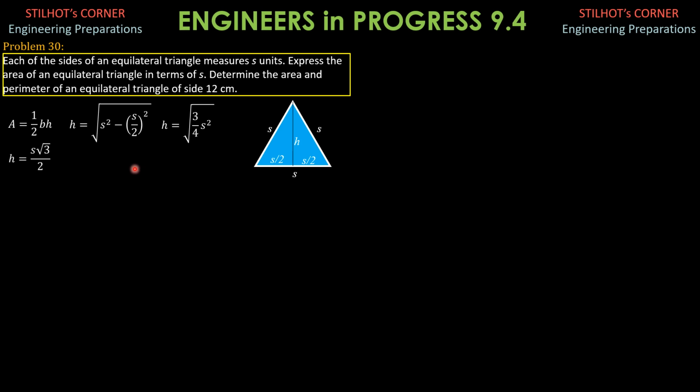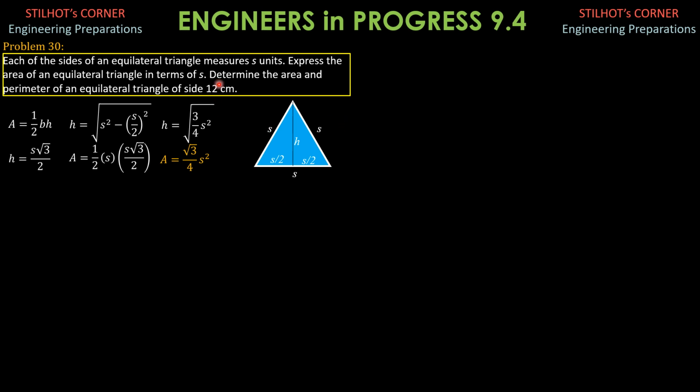That's the altitude. Substitute here where b is S. Area is 1 half of S times S square root of 3 over 2. Therefore, the area of the equilateral triangle in terms of the side is square root of 3 over 4 S squared. You should recall that, remember that. If you cannot remember that, you should be able to derive that formula. Perimeter, on the other hand, is just 3 times S.